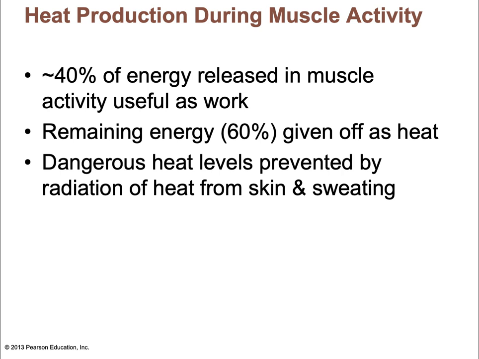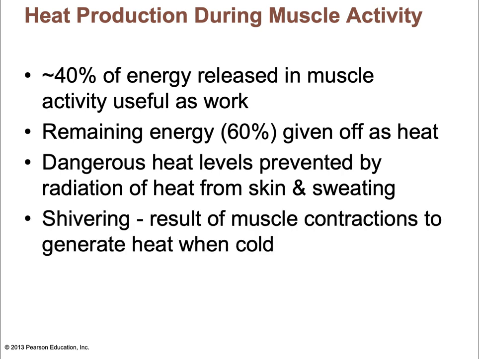Dangerous heat levels are prevented because we lose heat from the skin through radiation and through sweating, right? Generally, shivering is the result of muscle contractions to produce heat when we're cold, right? And that is a response via homeostasis using the hypothalamus as the control center to try and get the body temperature back up when it drops too low, right? Because if the body temperature gets too low, then eventually chemical reactions will slow to the point that we can't support life and you'll die, right?